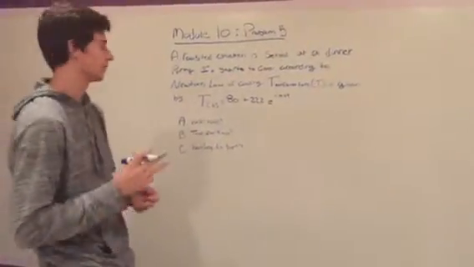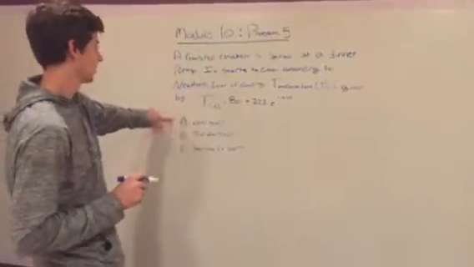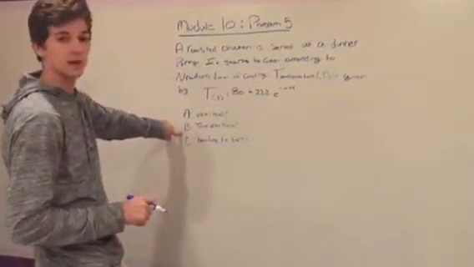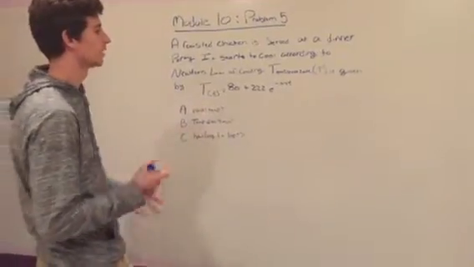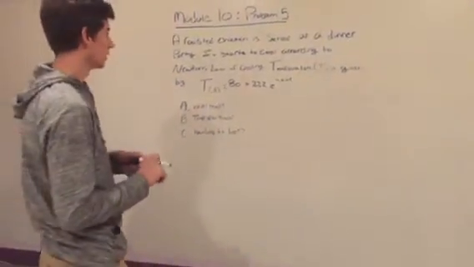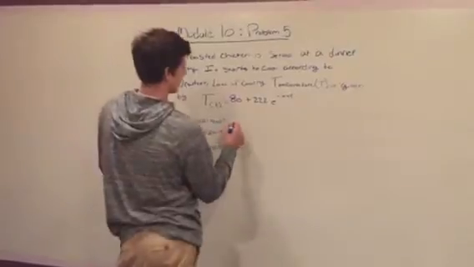So we're asked to do three things. First thing is find the initial temperature. Then we're going to find the temperature after 9 minutes, and then we're going to find how long it takes to get to 105 degrees according to Newton's law of cooling. So to start this out, we're going to do part A.